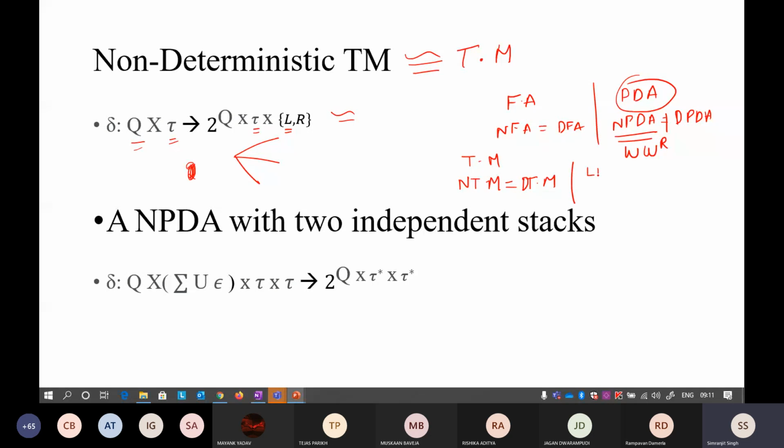Now the only remaining one is the linear bounded automata. I will discuss it again. This linear bounded automata is, what can I say, a toned down version of a Turing machine. Don't worry about it.